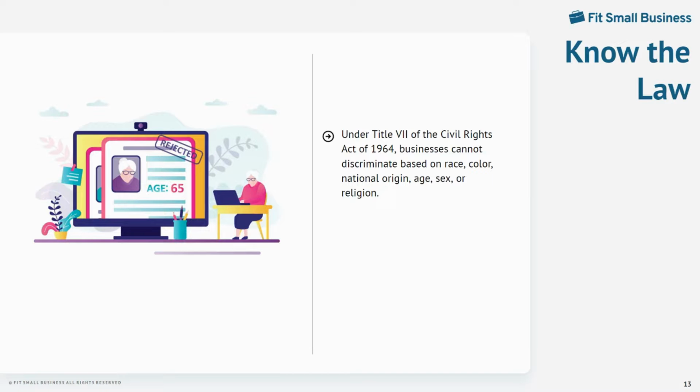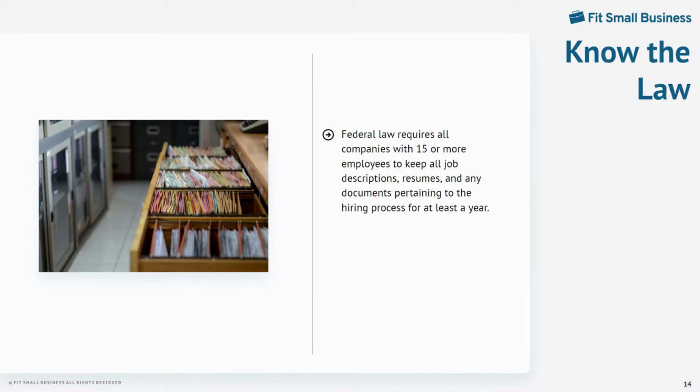Knowing what information you can and cannot use to qualify or disqualify a candidate is essential prior to reviewing resumes. Under Title VII of the Civil Rights Act of 1964, businesses cannot discriminate based on race, color, national origin, age, sex, or religion. Your business can face discrimination charges if you or your ATS removes any applicants based on a protected class. Federal law also requires all companies with 15 or more employees to keep all job descriptions, resumes, and any documents pertaining to the hiring process for at least 1 year.